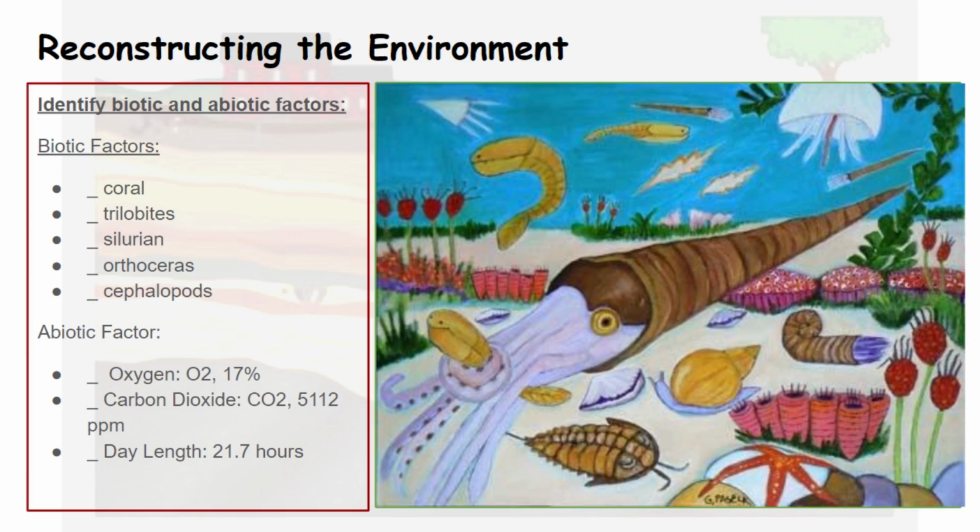Identify the biotic and abiotic factors. The biotic factors of the Ordovician period are coral, trilobites, Silurian, Orthoceras, and cephalopods. The abiotic factors of the Ordovician period are the oxygen level of 17%, the carbon dioxide level of 5,112 ppm, and the Ordovician period day length being 21.7 hours.